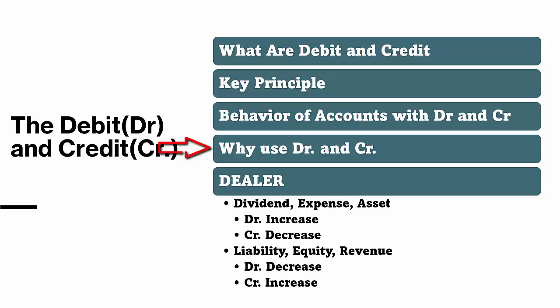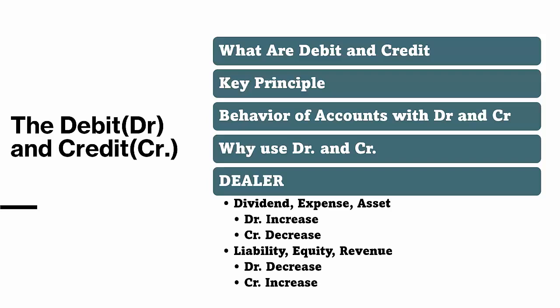Why use debits and credits? The debit and credit system allows accountants to track where money is coming from and where it's going. By balancing each transaction with equal debits and credits, we can quickly see if the accounts are accurate. This system also prevents mistakes and helps catch errors because every entry needs to balance.